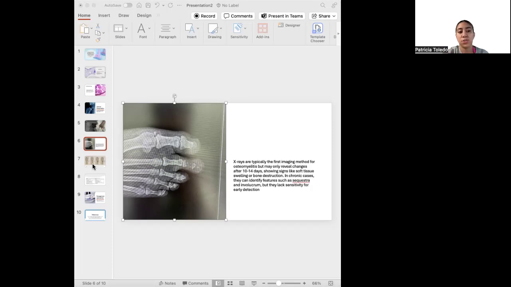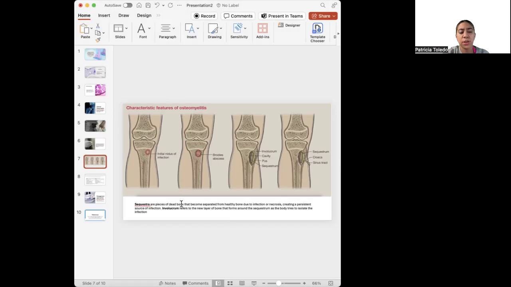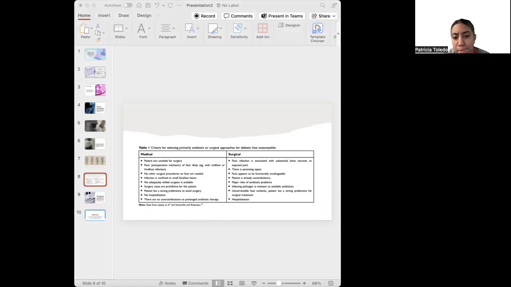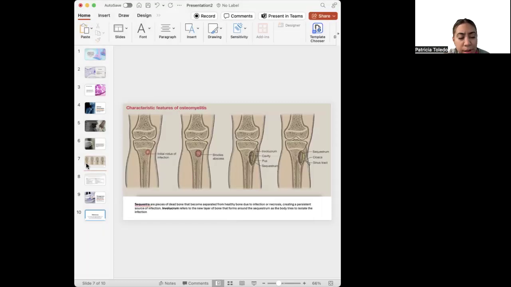So here's a really good chart from Science Direct, the article that I am linking below. The sequestra are the pieces of dead bone here that become separated from healthy bone due to infection or necrosis, creating a persistent source of infection. And the involucrum is the new layer of bone that forms around the sequestrum as the body tries to isolate that infection. Let me go back here.